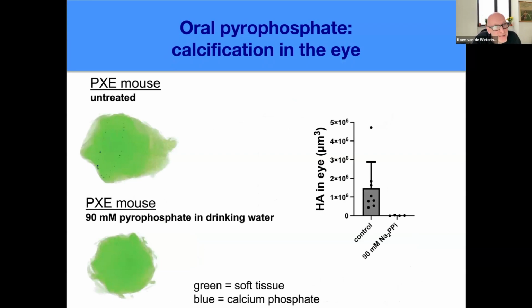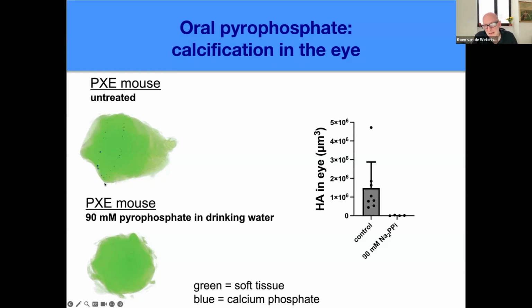So then what was happening in the eyes of these animals? So here, and this is zoomed in, obviously, because mice don't have eyes that are this big. But again, the green is the soft tissue. So this is the eye. And this animal has been treated with 90 millimolar pyrophosphate. And there's no blue. So that means there's no calcium phosphate, no ectopic calcification in the mice treated with this extreme dose of pyrophosphate.